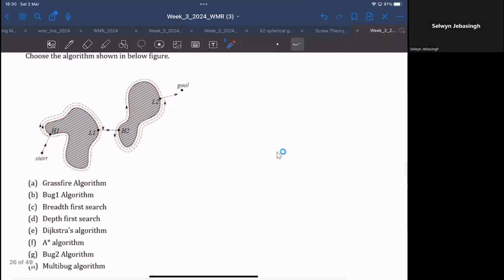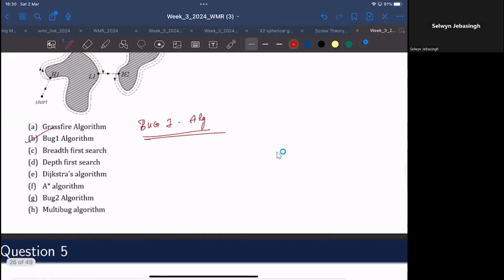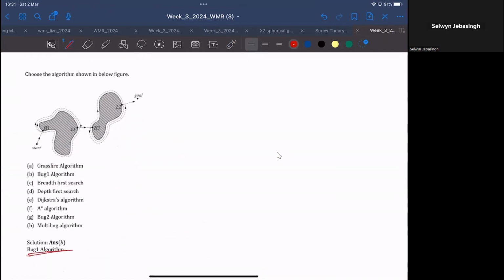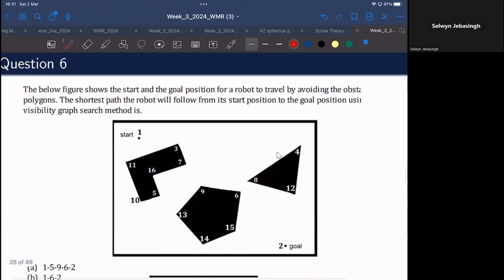So based on that, you should know that this is a bug one algorithm because it basically does one full loop, or one full lap, around each of these obstacles. So that is indeed the bug one algorithm. Option B, that is question 5. Yeah, the correct answer is indeed bug one algorithm. And moving on to question 6.